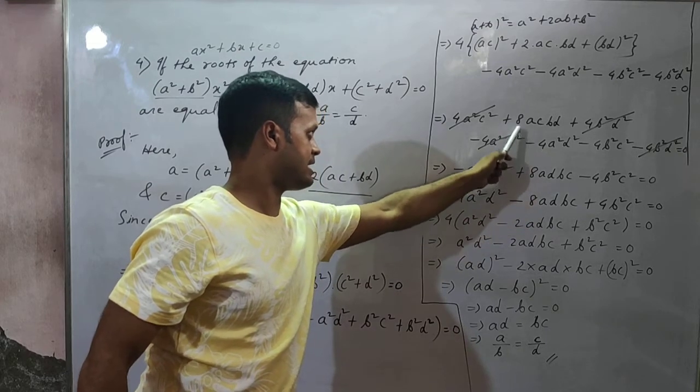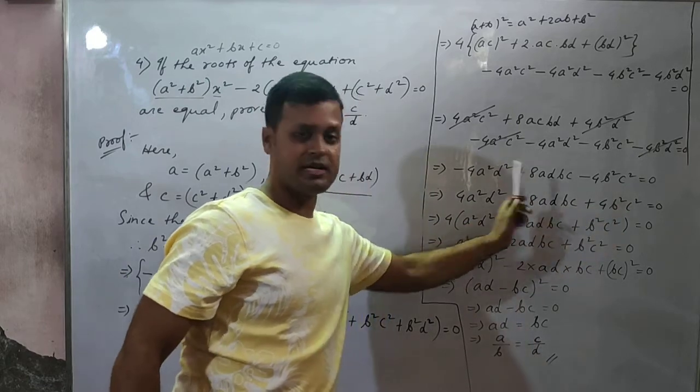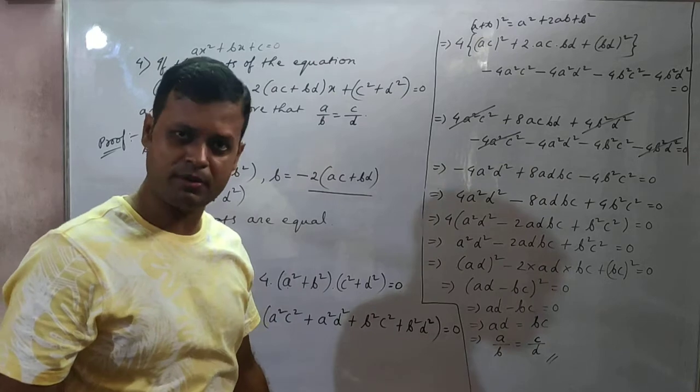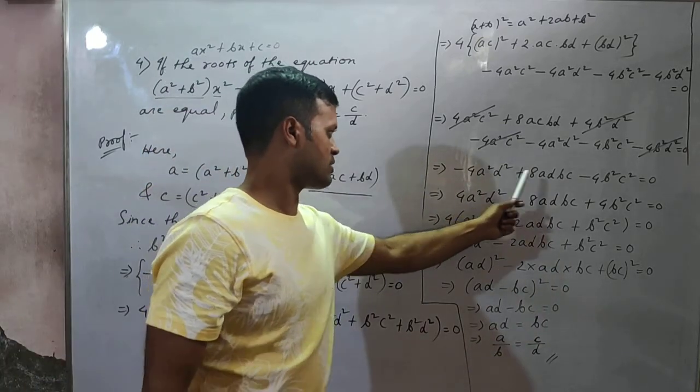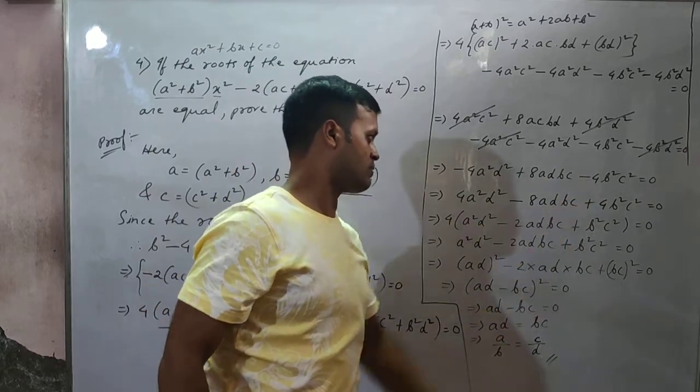I wrote plus 8 ADBC because I saw here A square D square and B square C square. So I wrote ADBC. Is there any problem? In place of ACBD I can easily write ADBC, no? No problem, no? Because I saw here A square D square is there, here AD is there and BC is there. So I wrote ADBC. And minus 4 B square C square.